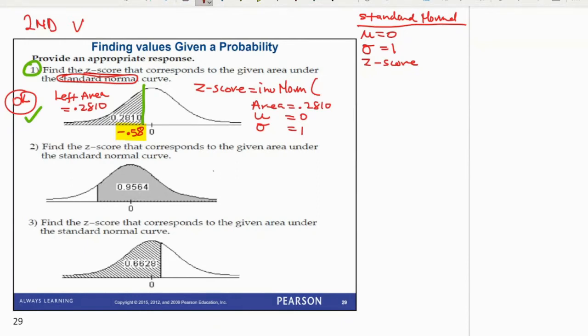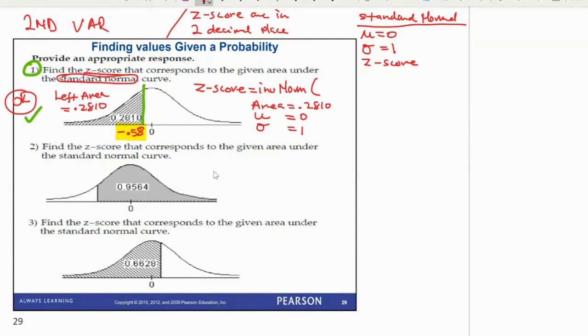The reason why I wrote just 2 decimal places is because z-scores, right? Z-scores are written in 2 decimal places, right? Areas are written in 4 decimal places, but z-scores are written in 2 decimal places. So if you create a z-score, always change it to a 2 decimal place number. So that is very good.